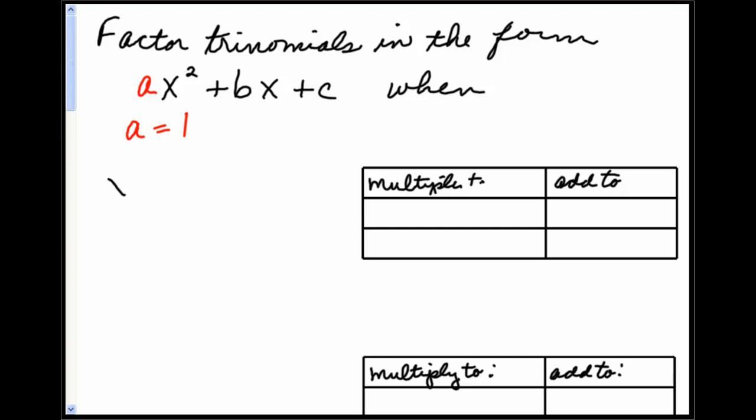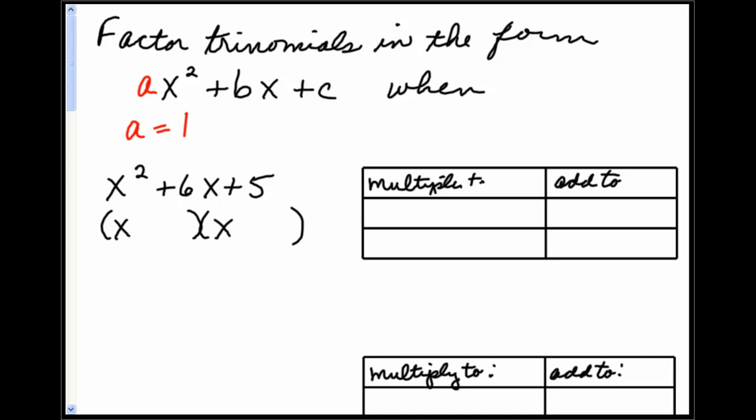The first trinomial we're going to factor is x squared plus 6x plus 5, and we want to factor it to two binomials. Now, in order to get the first term x squared, the first term in the binomials has to be an x. The question is, what numbers go inside the parentheses?